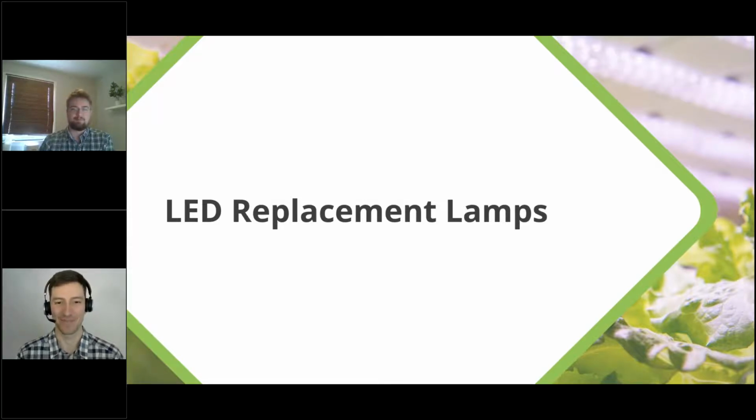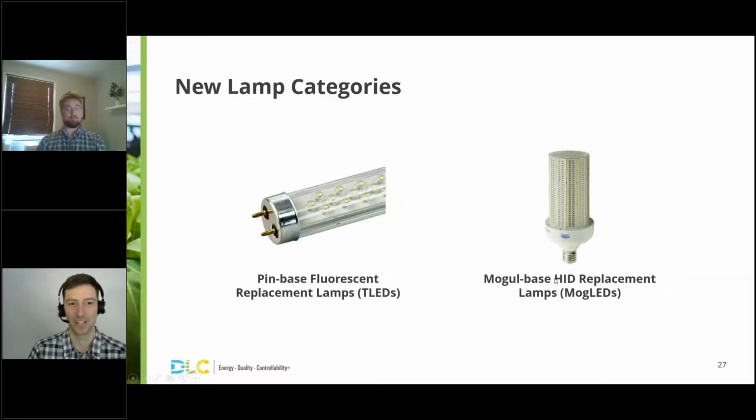Okay, so let's go ahead and go to the next slide. I'll talk about LED replacement lamps. 2.1 adds eligibility for two categories of replacement lamps, the pin-based fluorescent replacement lamp and the MOGLED-based HID replacement lamp. So I'll talk through the requirements for each category separately over the next couple of slides. But before I do that, I want to cover some terminology and make sure that we are clear about our intended categories, because these lamps often go by many names.